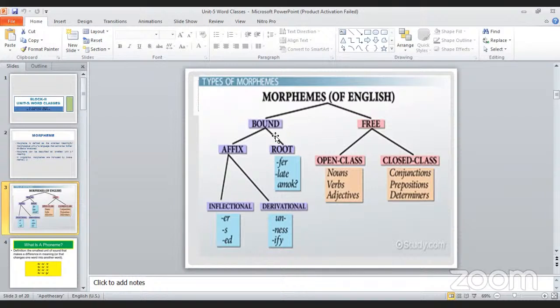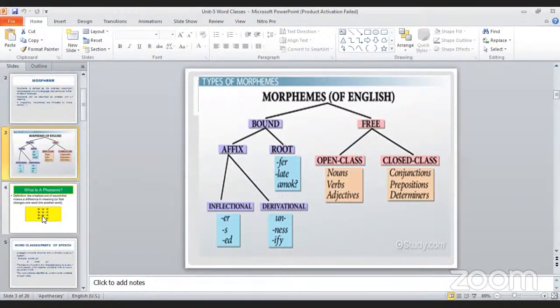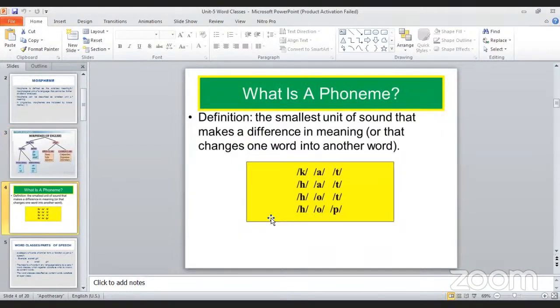So in English morphemes, there are bound and free. He has used these two terms here, and then we are going to learn about another term also in this class. We'll come back to this slide again later. So let us look at this one. What is a phoneme? Phoneme is the smallest unit of sound. Whenever we speak about the sounds in English, the unit you are going to use is this word.